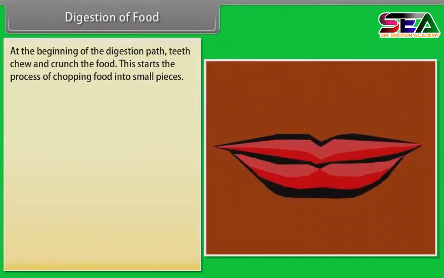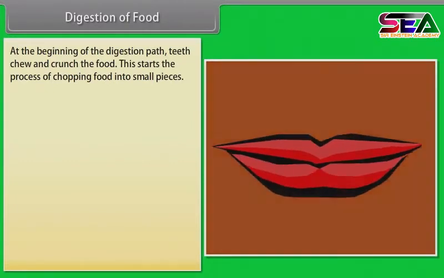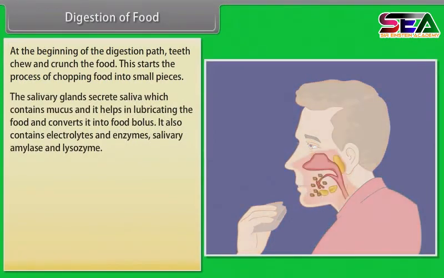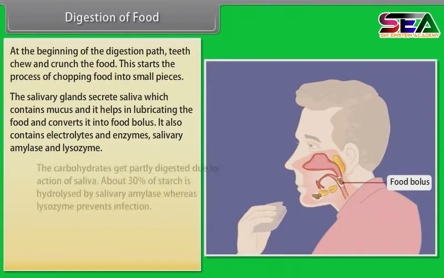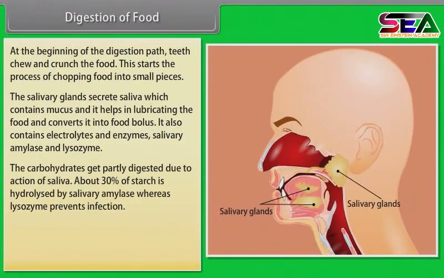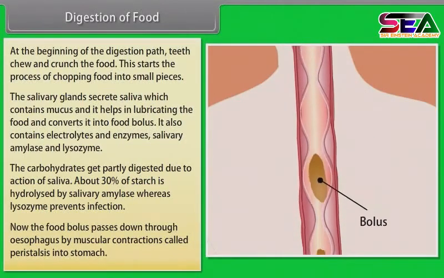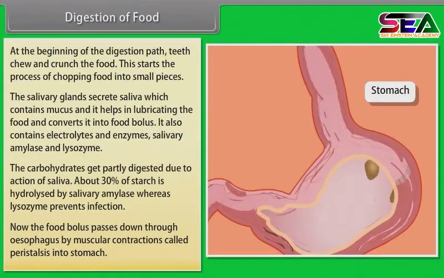Digestion of food. At the beginning of the digestion path, teeth chew and crunch the food. This starts the process of chopping food into small pieces. The salivary gland secretes saliva, which contains mucus that helps in lubricating the food and converts it into a food bolus. It also contains electrolytes and enzymes, salivary amylase and lysozyme. The carbohydrates get partly digested due to the action of saliva. About 30% of starch is hydrolyzed by salivary amylase, whereas lysozyme prevents infection. Now the food bolus passes down through the esophagus by muscular contractions called peristalsis into the stomach.